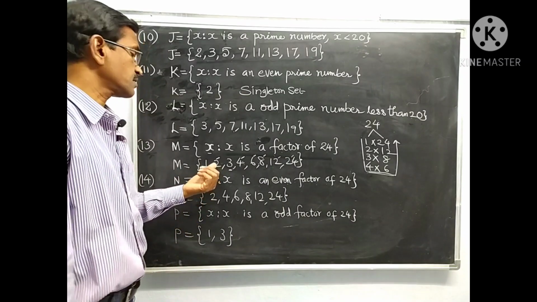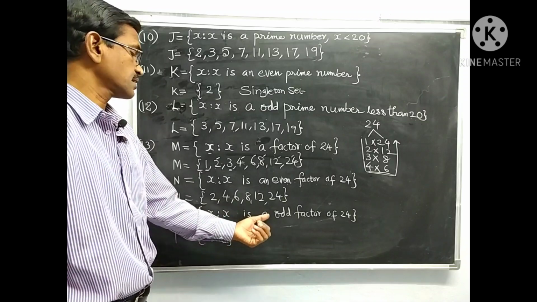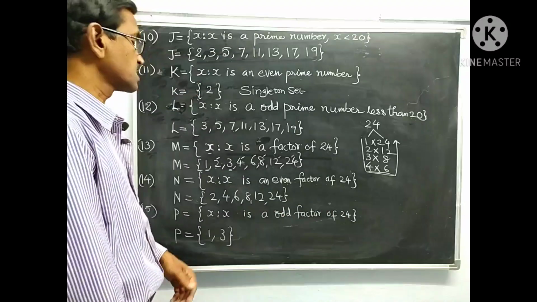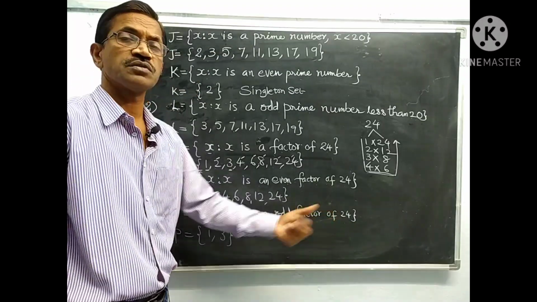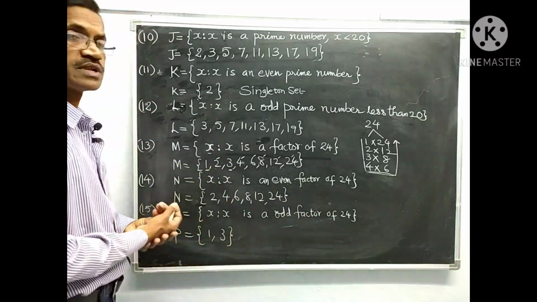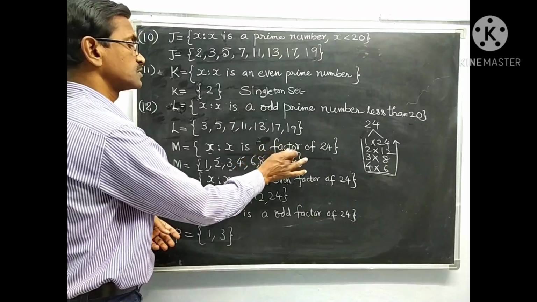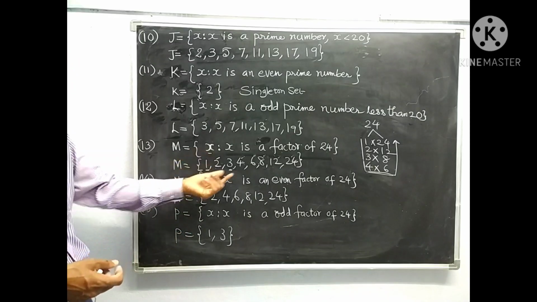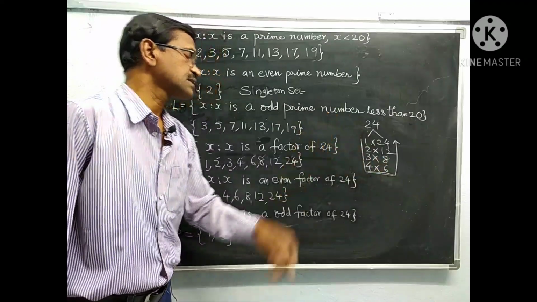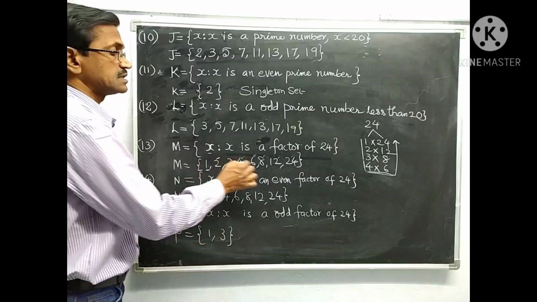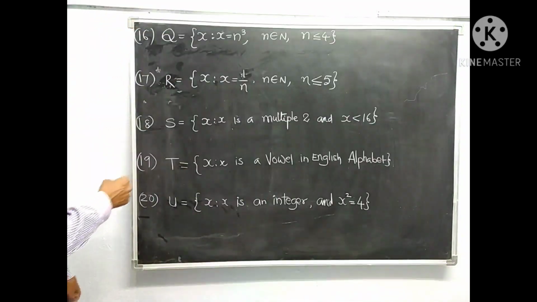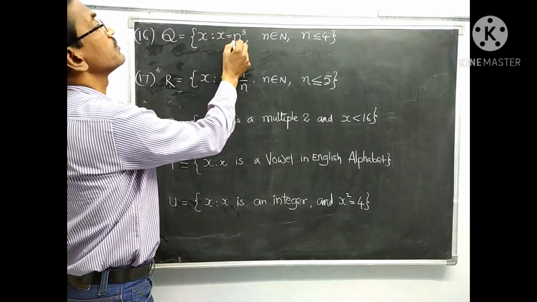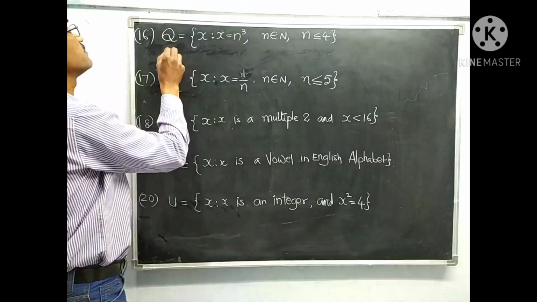Sometimes x such that x is a multiple of 2 and a factor of 24, or a multiple of 3 and a factor of 24. In this way the question may be asked in many types. So in this way we can write the factors easily. First of all we have to find the factors, then list them all in the set. Let us write the roster form. The set-builder form is given here, and we have to write the roster form of this set.